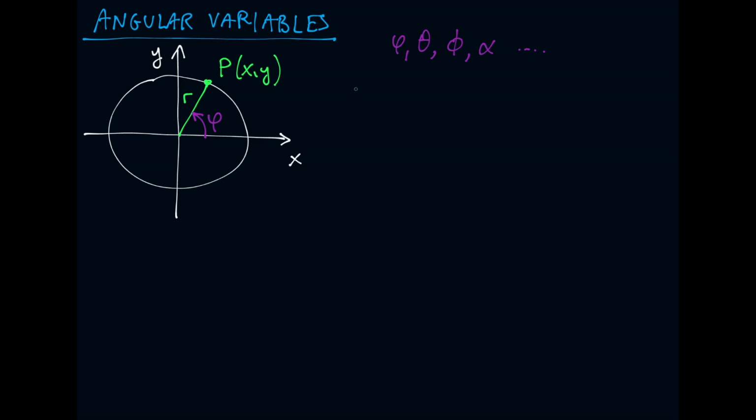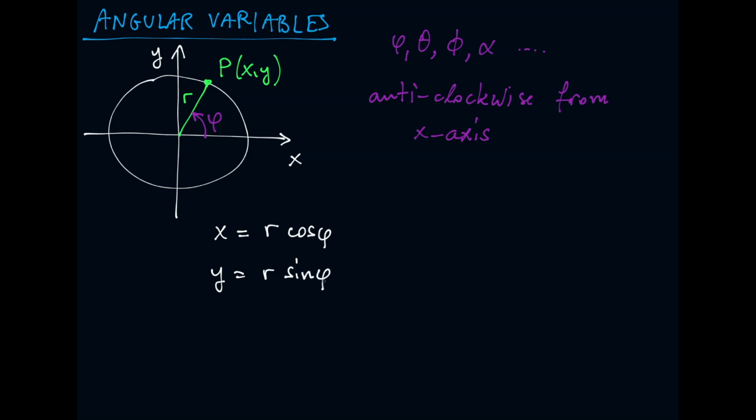And this, by the way, let's emphasize that it's always measured anti-clockwise from the x-axis. And this is a convention, but it's important that we keep this convention, because if we remember this, then we can use the usual formulas to relate r, phi, x, and y, which are the usual sine and cosine, because x is none other than r cos phi, and y is r sine of phi. So if you have r and phi, this is how you find x and y.